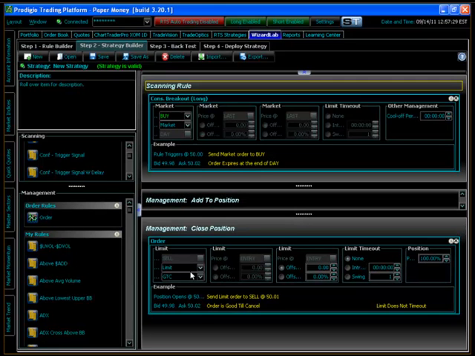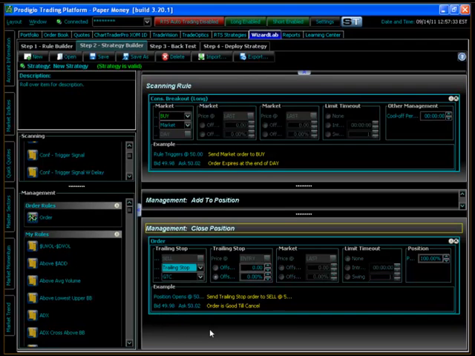Now the close position side, you can put a trailing stop order on. And this is only going to be relevant to RTS trading, to real-time trading, because if it places a position, if it enters a trade, it will automatically place a trailing stop to protect that position. And I'm going to give this, say, a 1% offset.